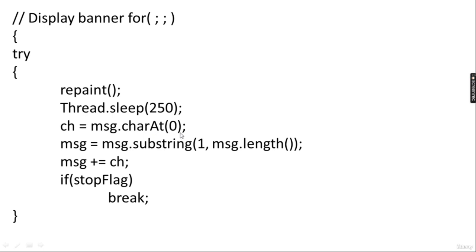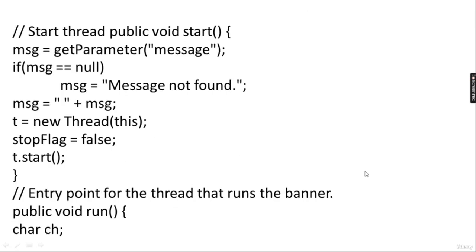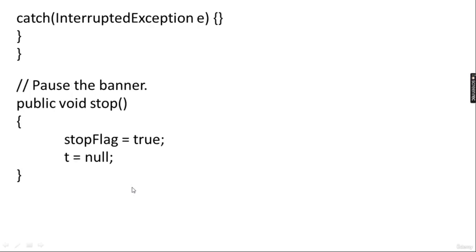Character is equal to message dot charAt 0, and from 1 it is a Java that makes the wave move the message. It will be displayed one by one and appended over here. If stop flag is equal to true, then break.